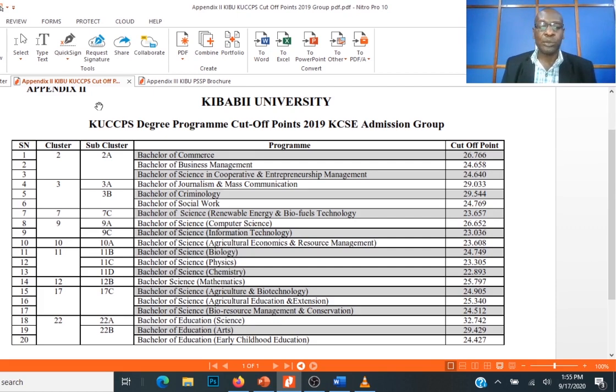Then we can go down to 7C, BSc Renewable Energy and Biofuels Technology, cutoff was 23.657. 9A, we have Bachelor of Science, Computer Science, cutoff points 26.652. We can also see another example. We can go to 17C. We have there BSc Agriculture Education Extension, cutoff is 25.340. Then our last example is there 22B, B.Ed Arts, the cutoff is 29.429.